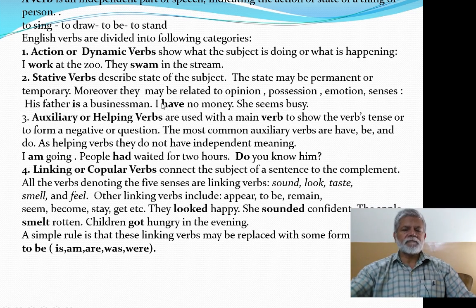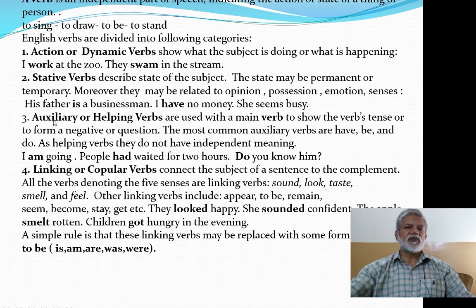I have no money. Have is a stative verb. It shows possession, that I possess no money, I have no money. She seems busy. Now seems may be our opinion. She looks busy. She seems busy.